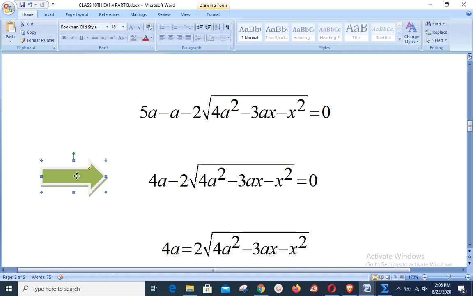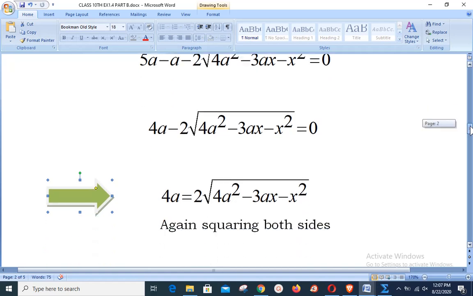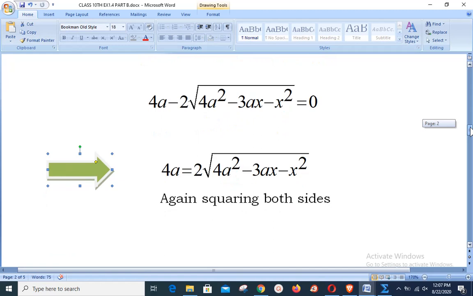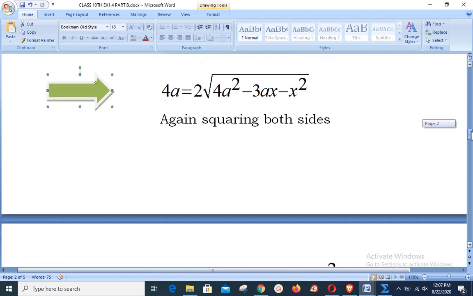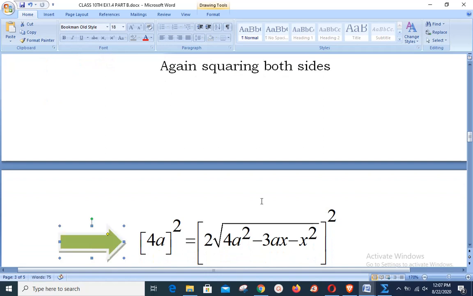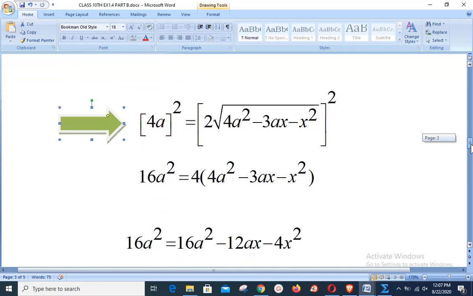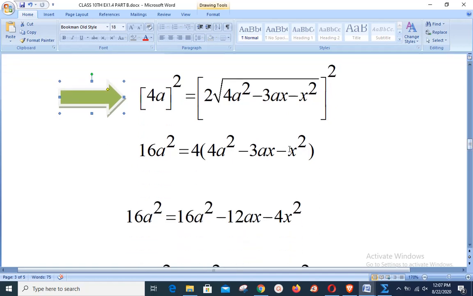Shifting the radical sign term to the other side, in the next step we have 4a is equal to 2 into square root of 4a square minus 3ax minus x square. At this stage, squaring again both the sides, we have left hand side whole square is equal to right hand side whole square. So we have 4a whole square is equal to 2 into square root of 4a square minus 3ax minus x square whole square.